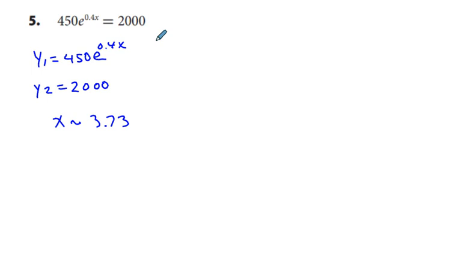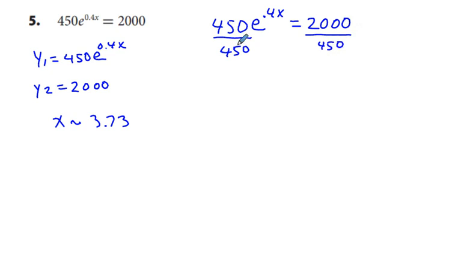And it says check your solution algebraically. So let's go ahead and take this. I'm going to work this out. e to the 0.4x equals 2,000. So if we divide by 450, we have e to the 0.4x equals 2,000 divided by 450.